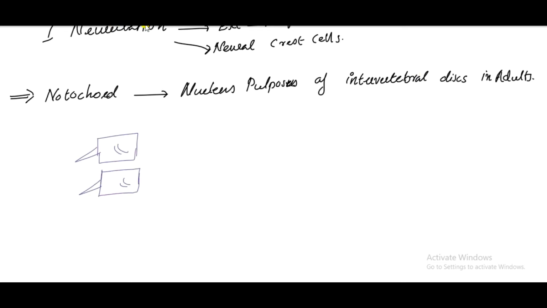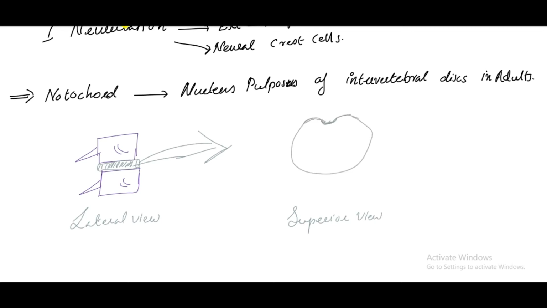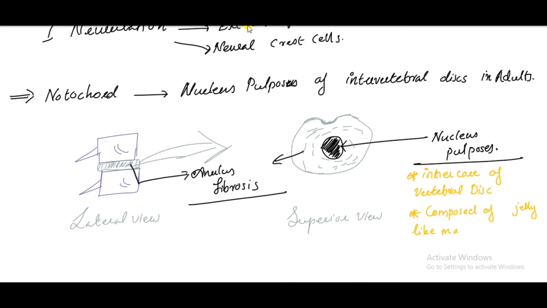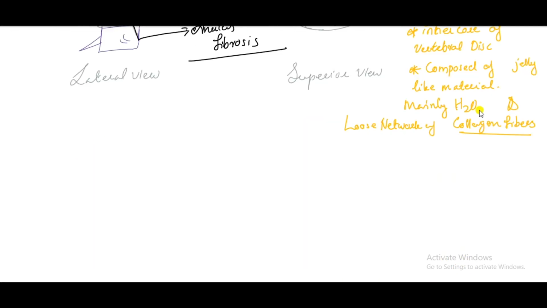Here I am drawing the vertebrae in lateral view. Between them you can see the intervertebral disc, and the superior view of the intervertebral disc. In the center you can see the nucleus pulposus, and around it the annulus fibrosus. Nucleus pulposus is the inner core of the vertebral disc, composed of jelly-like material, mainly water, and a loose network of collagen fibers. Its elastic inner structure allows the vertebral disc to withstand forces of compression and torsion.